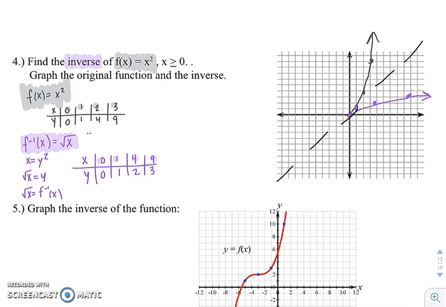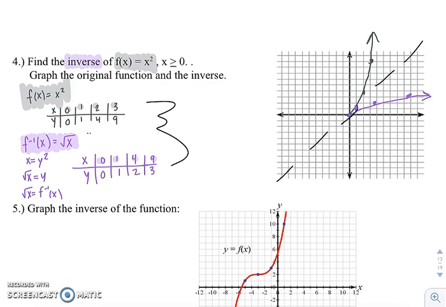But then also, if you look at our graph or our charts, our x and y values are just flipped, right? In the original, we had 0, 0, 1, 1, 2, 4, 3, 9. In our inverse, we had 0, 0, 1, 1, 4, 2, 9, 3. So the input and output values are switched. So we can do this graphically. We can do it with an equation.